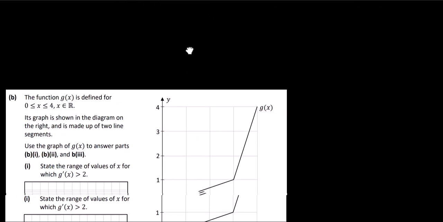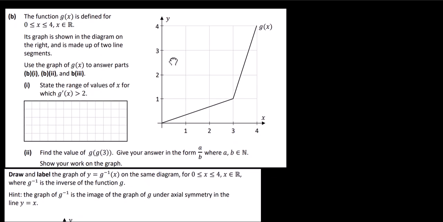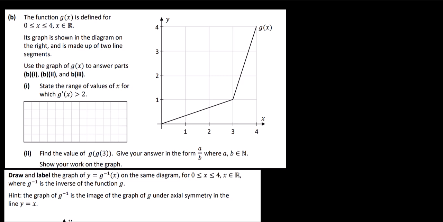Let's have a look at the next part, part B. The function g of x is defined for x between 0 and 4 inclusive. Its graph is shown in the diagram on the right and is made up of two line segments. Use the graph of g of x to answer parts B1, 2, and 3. State the range of values of x for which g prime x is greater than 2. Okay, so g prime x is the slope of the line.